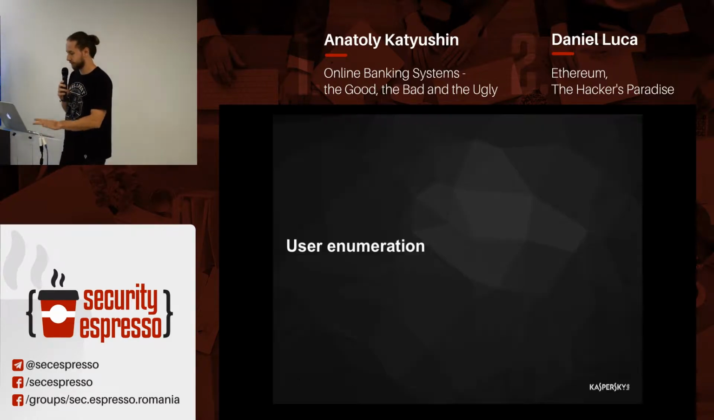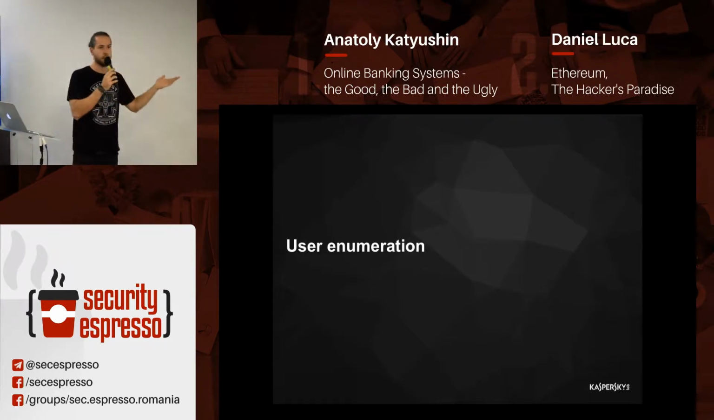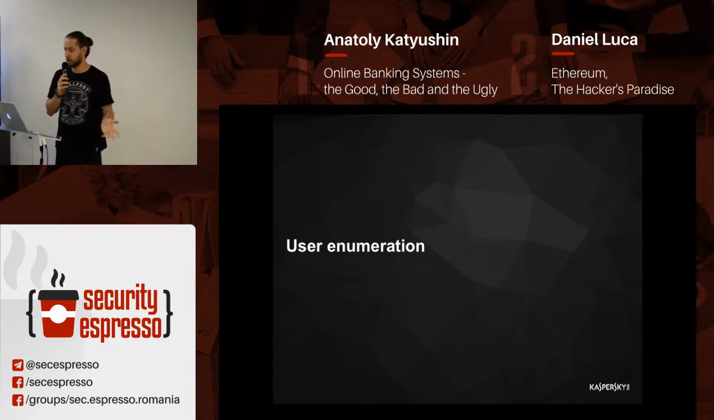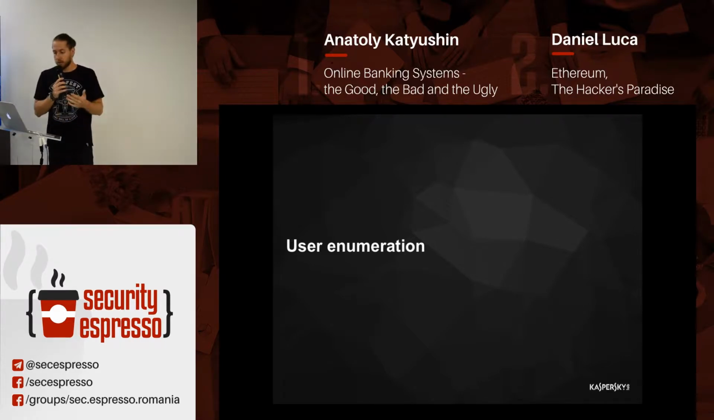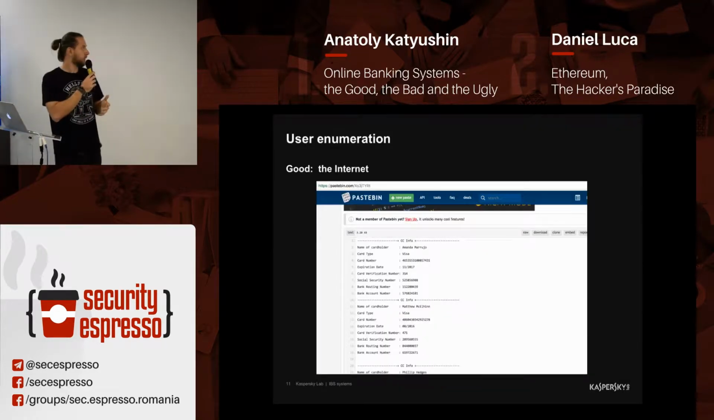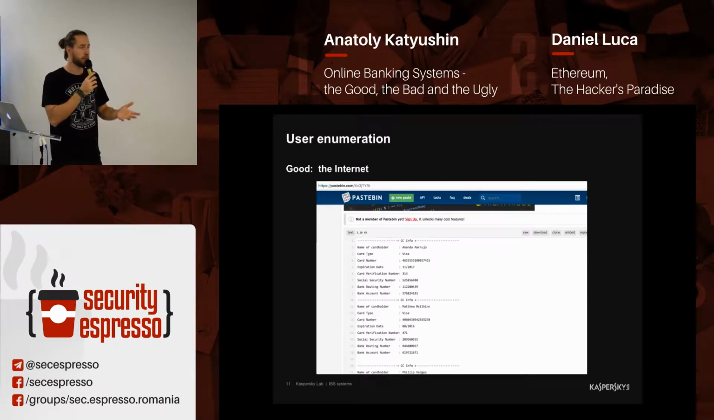So let's move on. The first vulnerability is user enumeration. I think that you all know what it is. It happens when an attacker can determine user existence on the system. So let's imagine that the developer made everything well. There is no such vulnerability on the system.